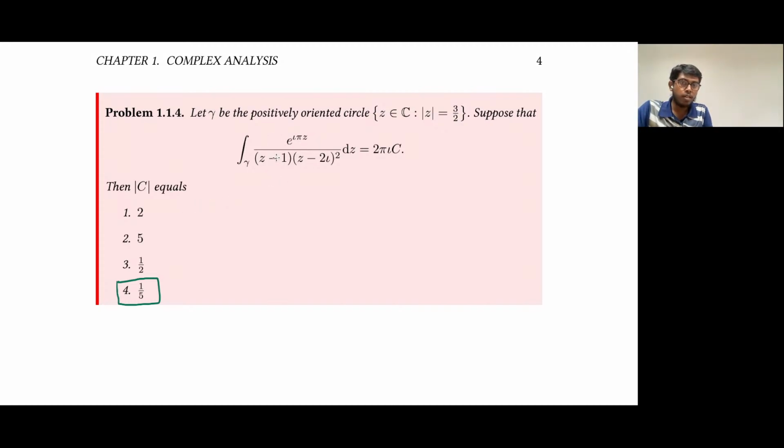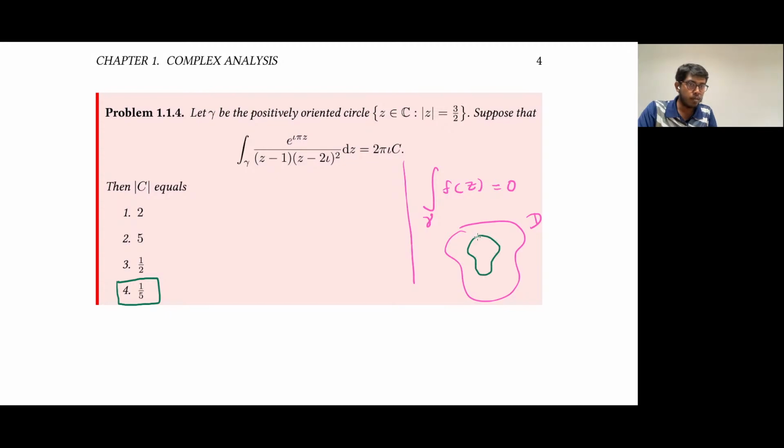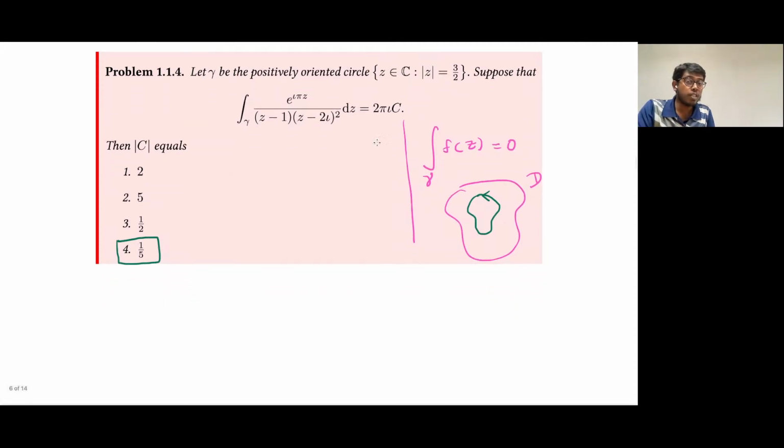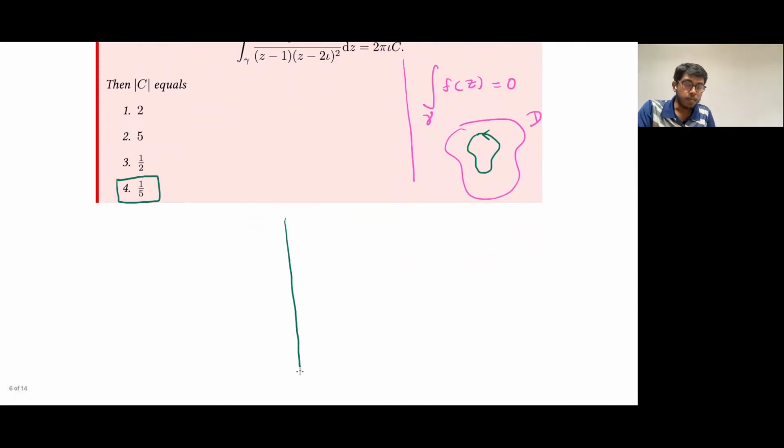See, from Cauchy's theorem, we'll just recall Cauchy's theorem here, that if f is analytic inside gamma, then this integral is 0. This is the Cauchy integral theorem, which says that if you have the domain D, f is analytic on D, and gamma is any closed curve in D, then this integral is 0. But you see, what is gamma? Gamma is the circle of radius 3 by 2. So I'll just draw the circle of radius 3 by 2.